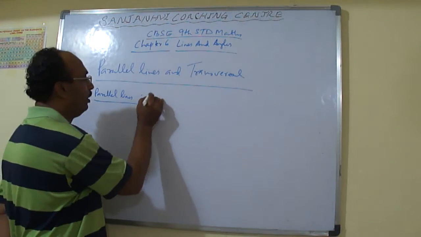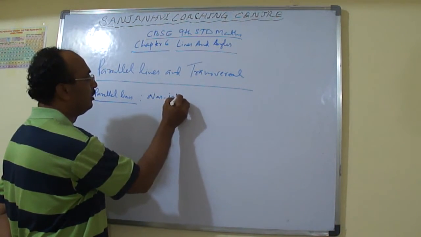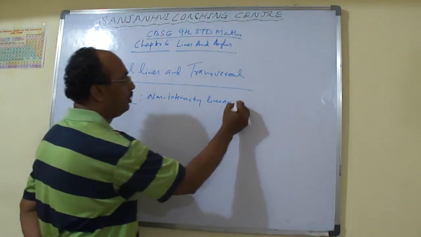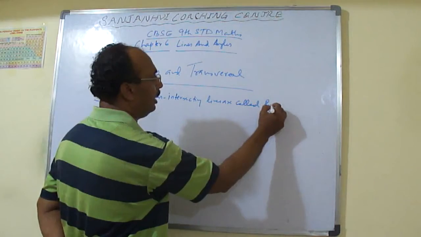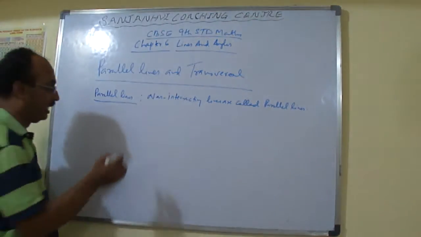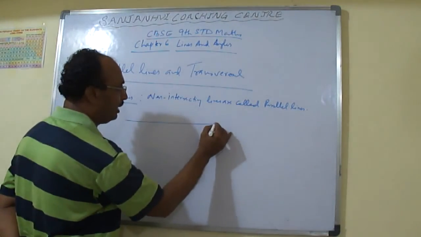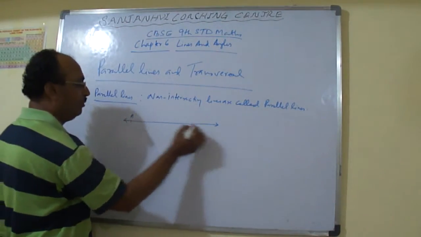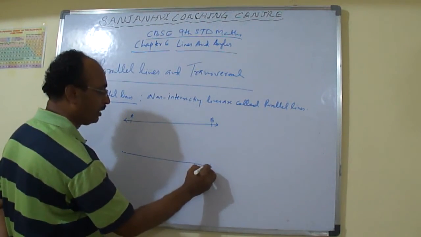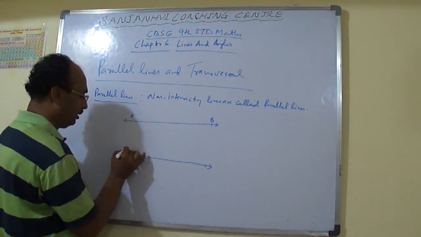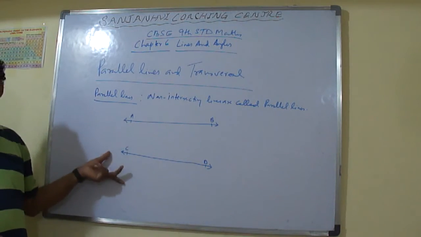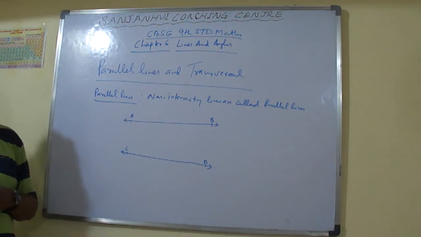Okay? So non-intersecting lines are called parallel lines. They will never intersect. So suppose one line is there, AB, another line perfectly straight as AB is there, CD. So two lines are called parallel if they will not intersect with each other.